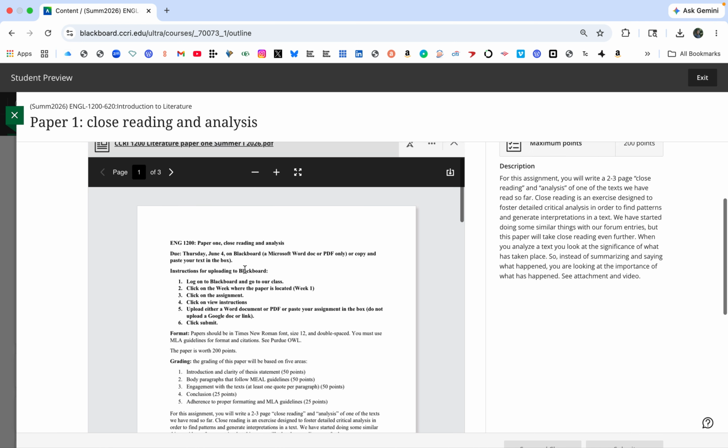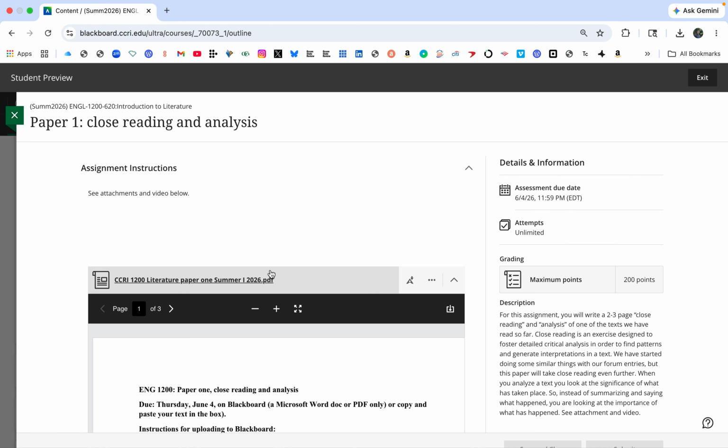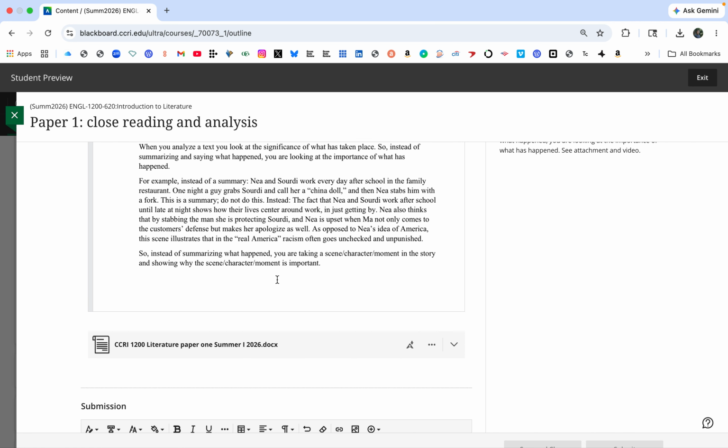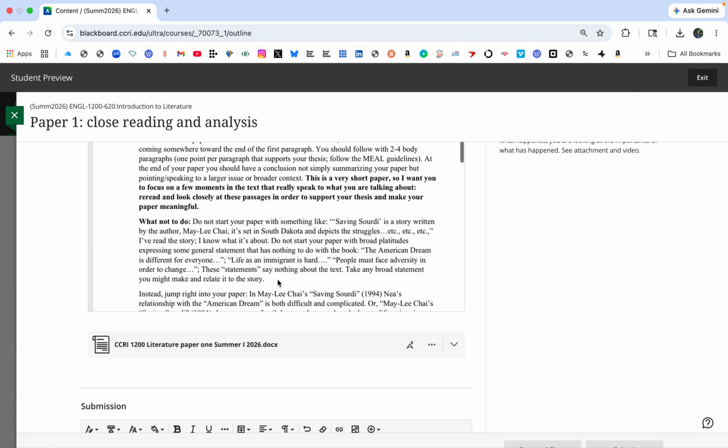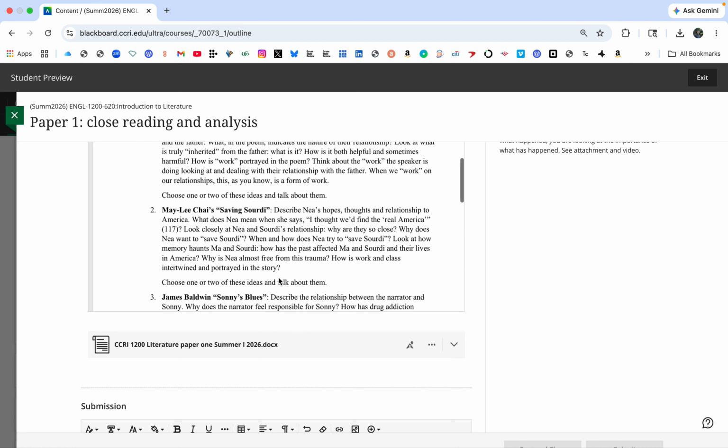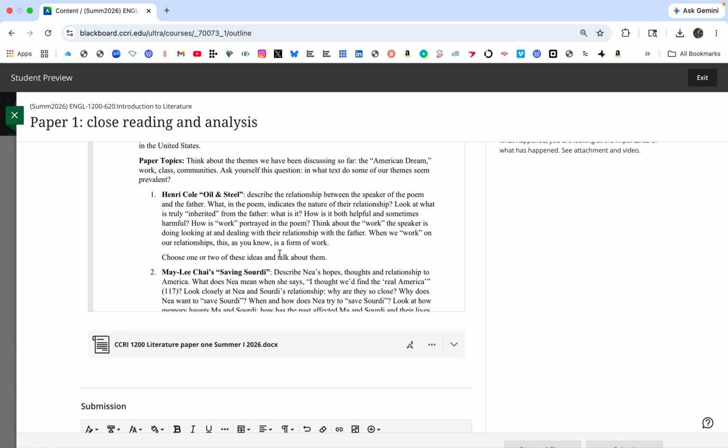Go to one of these questions for the thesis statement. Describe the relationship between the speaker in the poem and the father in "Oil and Steel." What's the speaker working through? And just a thesis statement: Despite the difficult relationship, the speaker is working through how they feel about the father, and the true inheritance, something like that, right?